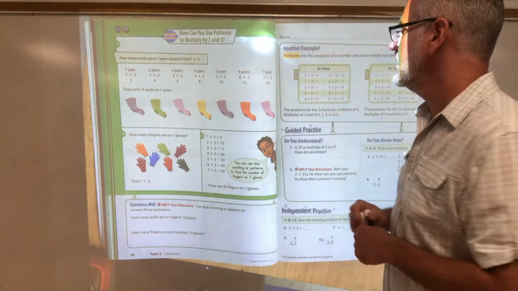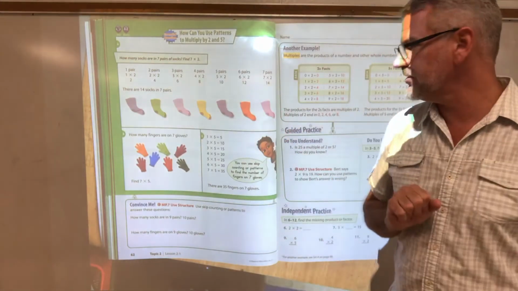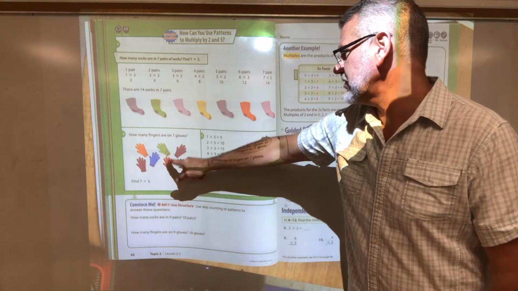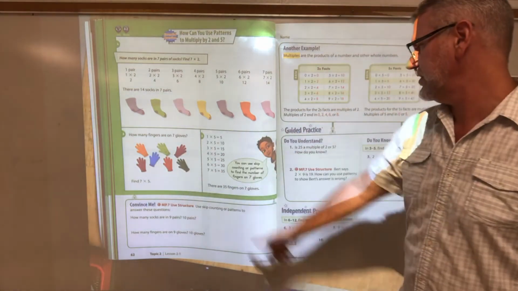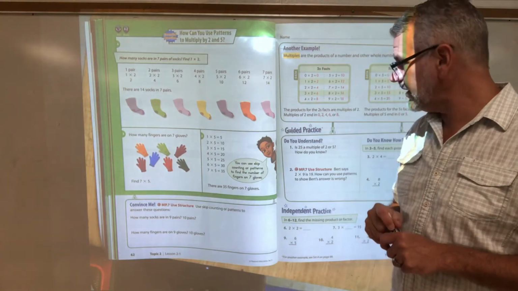You got it. With the gloves, we counted by 5s because there's 5 fingers on a glove. So we had 5, 10, 15, 20, 25, 30, 35. So there were 35 fingers on 7 gloves.